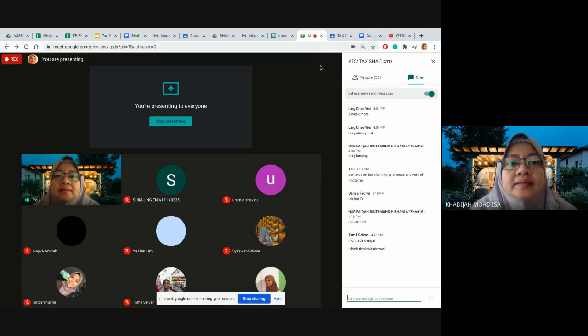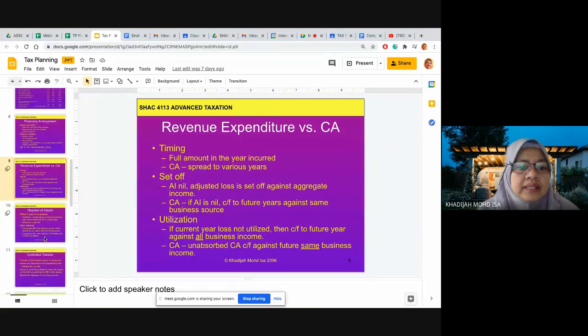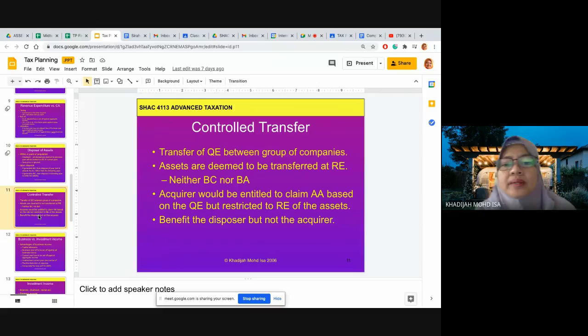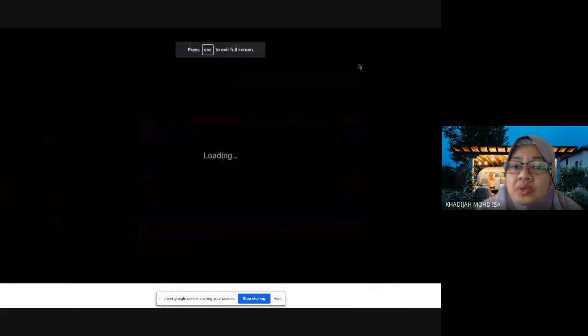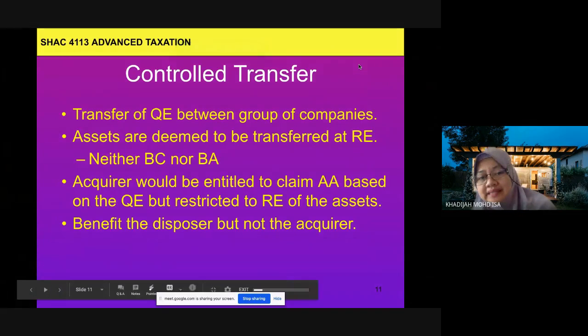So then, what else do we have? Revenue done, disposal done, right upon disposal. Okay, the next one is on control transfer. This one you have not covered, right? Control transfer is all related to assets as well.